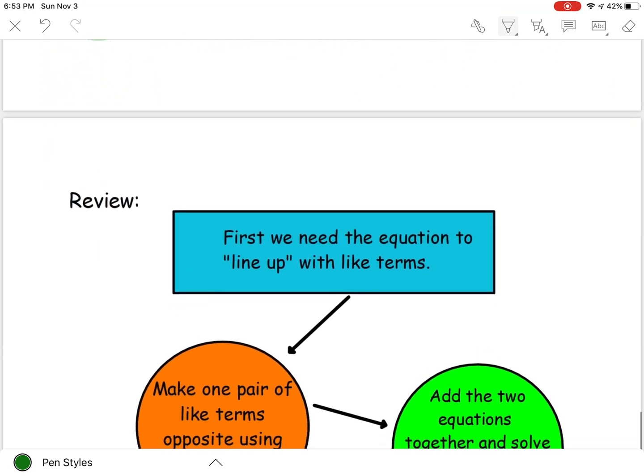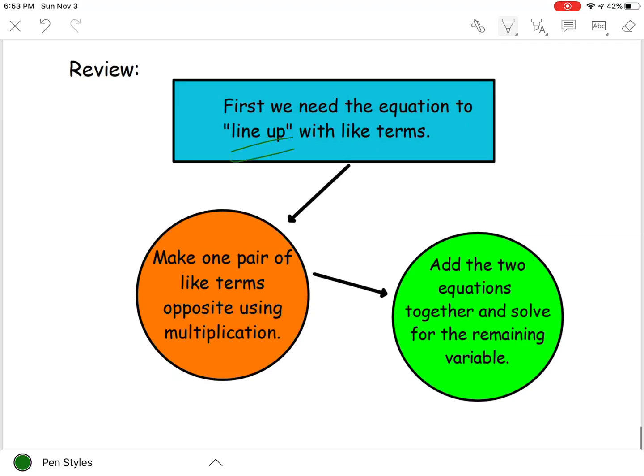And this is solving by elimination. So again, make sure everything lines up. Then you need that pair of opposites. And then last but not least, you add the two equations together and solve.